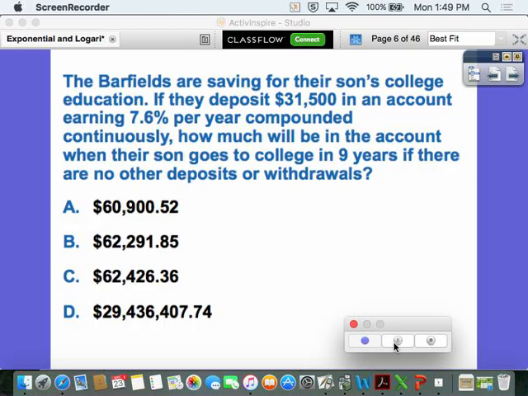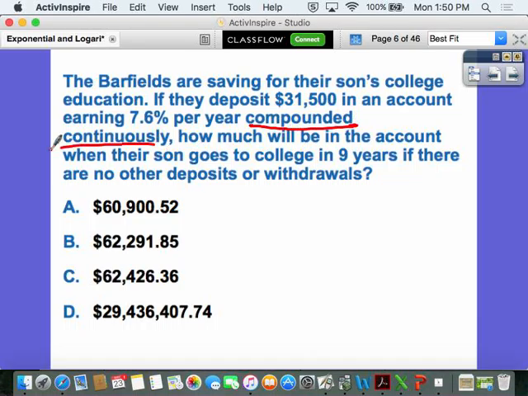All right, so for this particular problem, you do need a certain type of formula, okay? It's telling you that they do the same for their son's education, and they deposited this much to start with, and they have an account that has 7.6% per year compounded continuously. This right here is key. There was a formula that dealt with continuous compounding that we did back in Algebra 2. Does anybody remember? There would have been two formulas that we would have talked about around this time. They both deal with money. They were only used when we dealt with money.